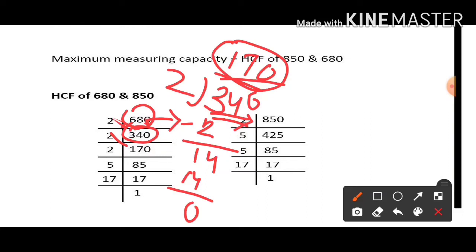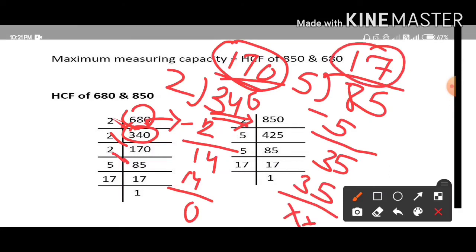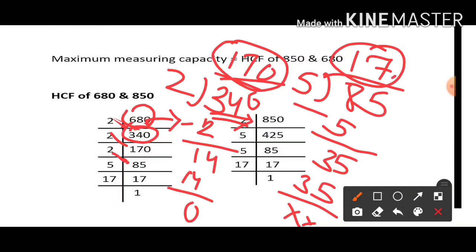Now again divide 170 by 2. So it will come 85. After 2, 85 is divisible by 5. So divide 85 by 5. 5 ones are 5, 8 minus 5 is 3, 35. 5 sevens are 35. You can see that here the remainder is 0. It means 85 divided by 5 is exactly 17. So write here 17. Now 17 is a prime number, so it is divisible by itself. So 17 ones are 17. So this is the prime factorization of 680.